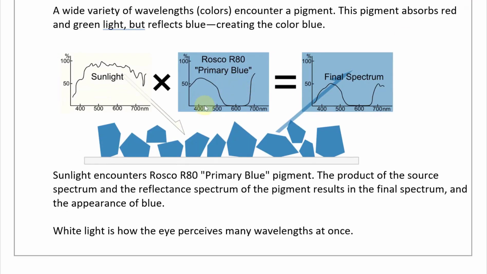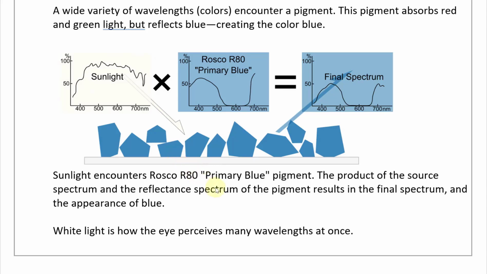Now, in this figure, what we have is sunlight encountering Rosco R80, which is primary blue, or just a primary blue pigment, and then the product of the source spectrum from sunlight, and it looks like this, indicating it has a lot of wavelengths.